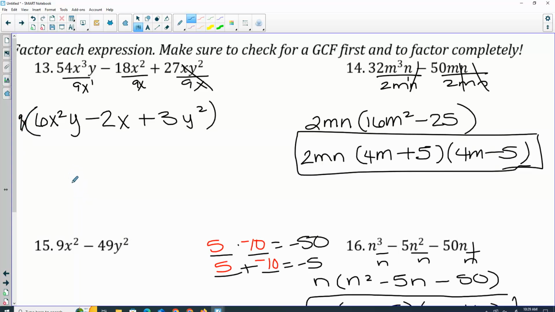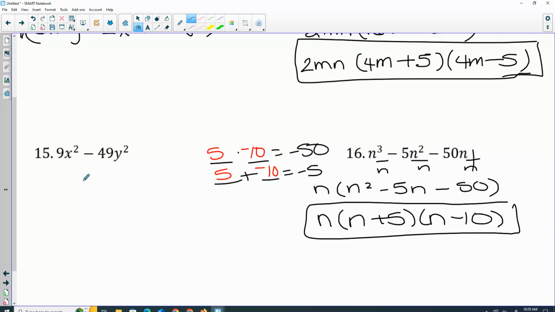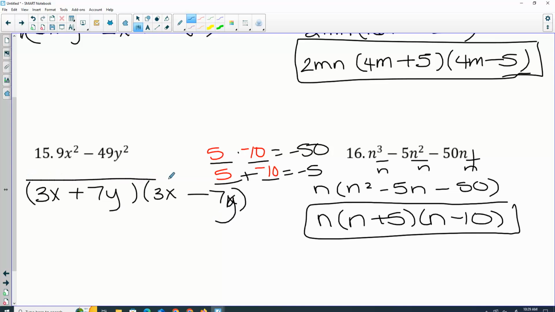Didn't hardly leave myself enough space there. 15, there's no greatest common factor, but what can we do? Difference of squares. So one's plus, one's minus. Square root of 9 is 3. You have two x's, so they each get 1. Square root of 49 is 7. You have two y's, so they each get 1. So 3x plus 7y, 3x minus 7y.